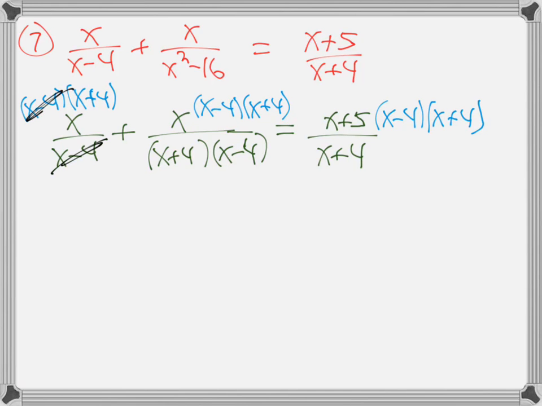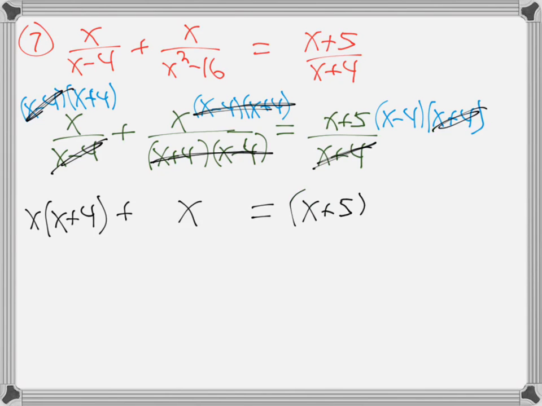So this cancels that. We good there? And then just bring down what's left over. And then in the middle, both of them cancel, and just bring down the x. And then in the right, the x plus 4's cancel. Bring down x plus 5, x minus 4. There's the equal sign, the wall, the left side, right side. We good to there?